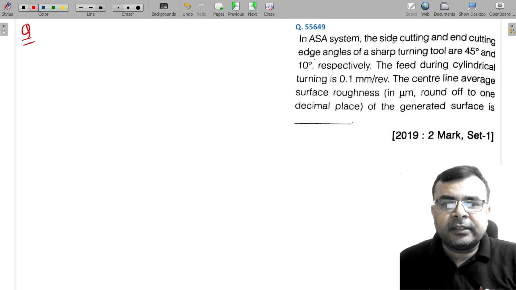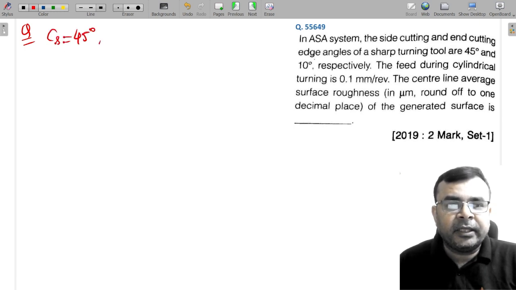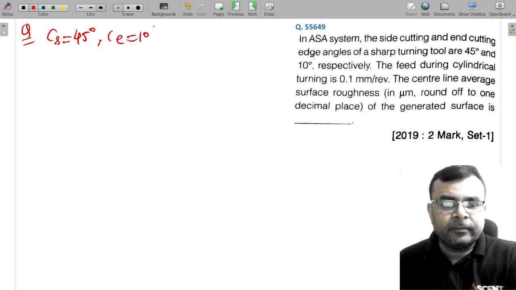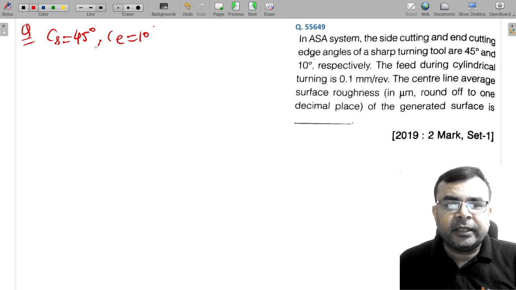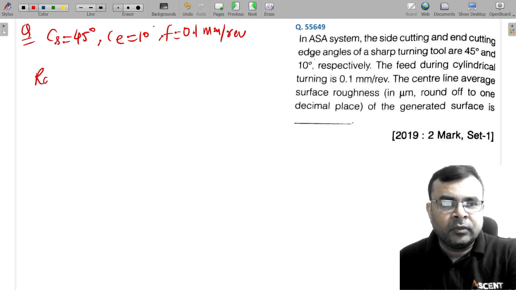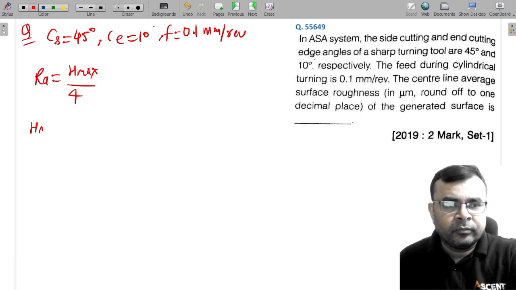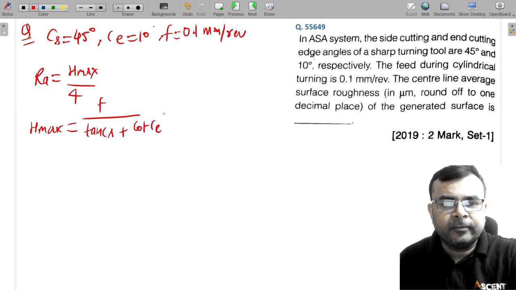Okay. In ASA system, the side cutting and end cutting edge angle of sharp turning tool are 45 degree and 10 degree. So CS is given 45 degree and CE is given 10 degree. Correct? The feed during cylindrical turning F is given, that is 0.1 millimeter per revolution. The R is equal to H max by 4 and H max is equal to F over (cot CS plus cot CE). So this is 0.1 over (cot 45 plus cot 10 degree).